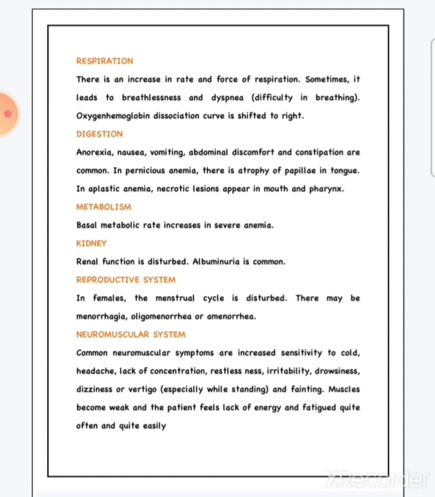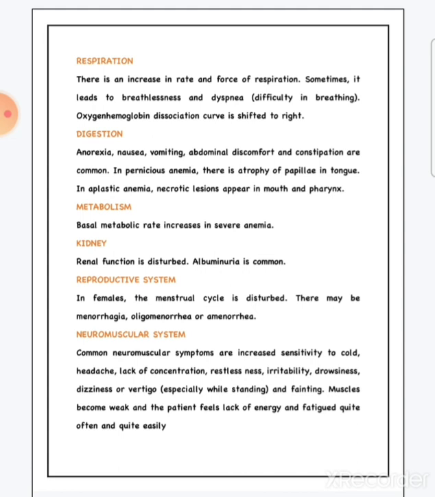Metabolism: what happens to the metabolism? The BMR, that is basal metabolic rate, increases in severe anemia. Coming to the kidney, renal function is disturbed. Albuminuria is common. Now coming to the reproductive system. In females, the menstrual cycle is disturbed. There may be menorrhagia, oligomenorrhea, or amenorrhea.